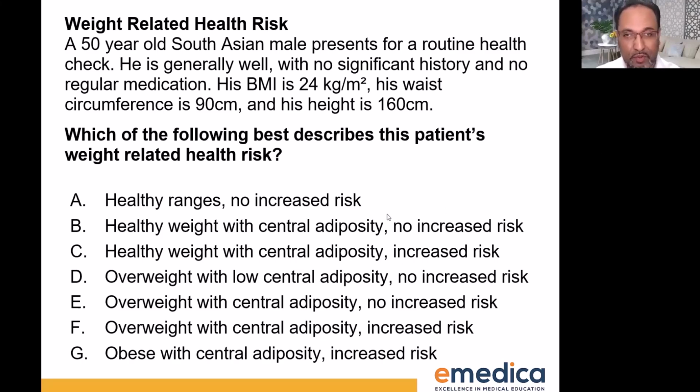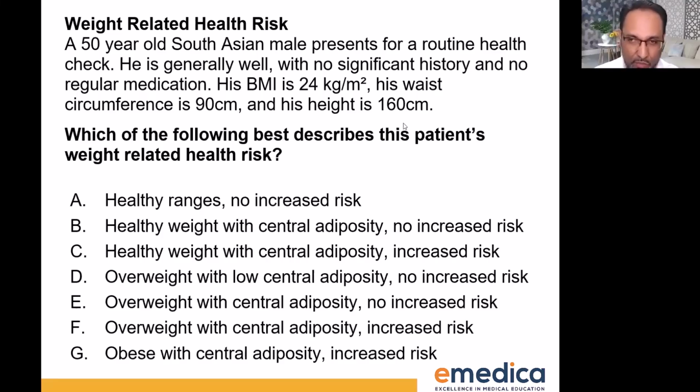So two really important things here. The first is that this patient is of South Asian heritage, okay? Now you see the body mass index of 24, in and of itself, if the patient wasn't South Asian, then this wouldn't be something that we'd be worried about. It's still within the healthy range, isn't it? Okay. And then we've got the waist to height ratio.